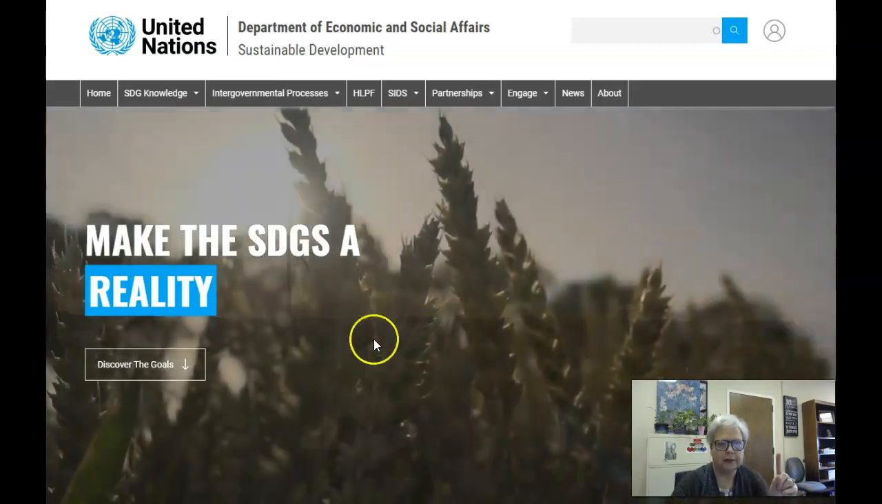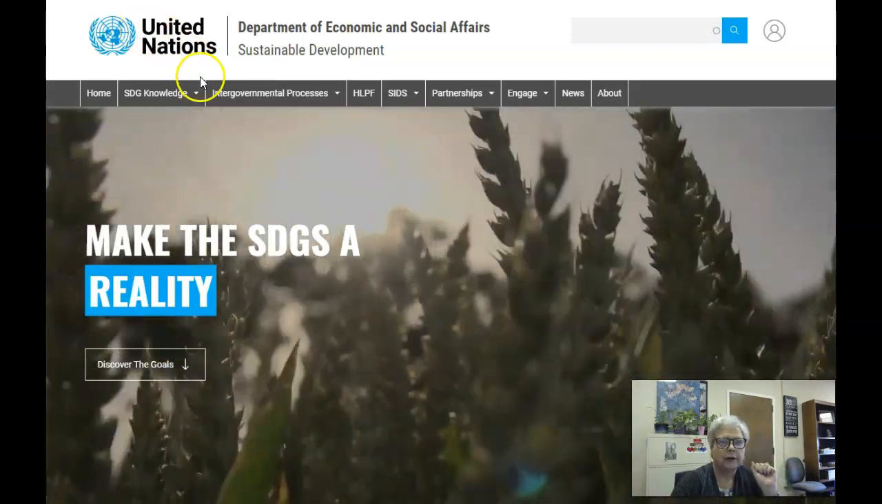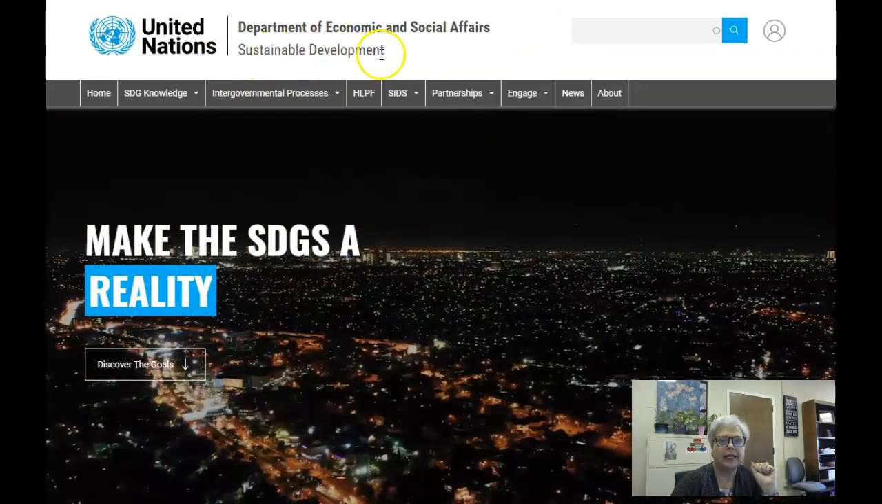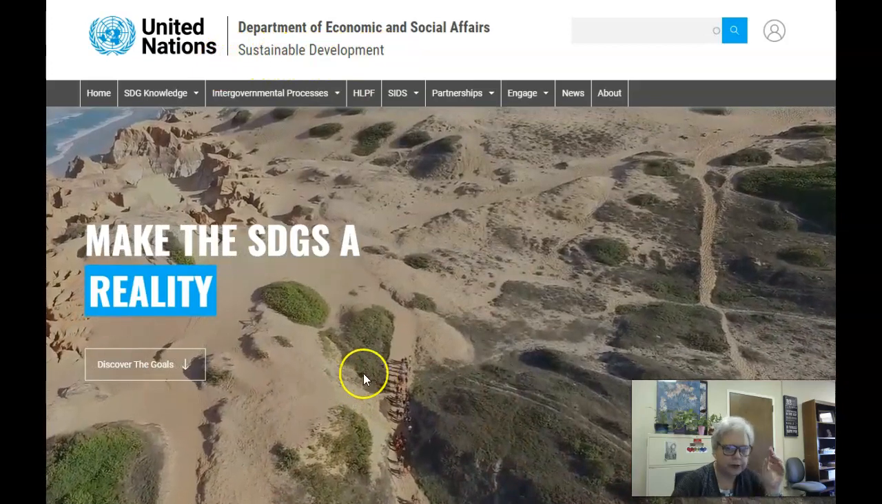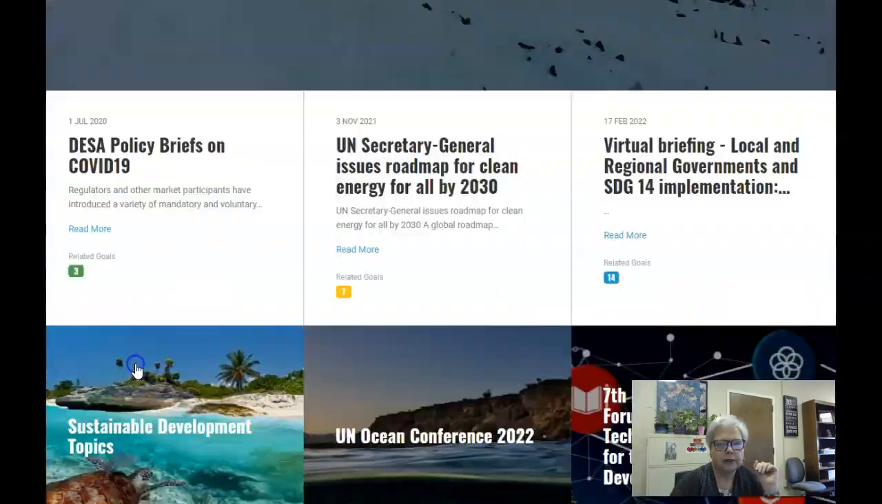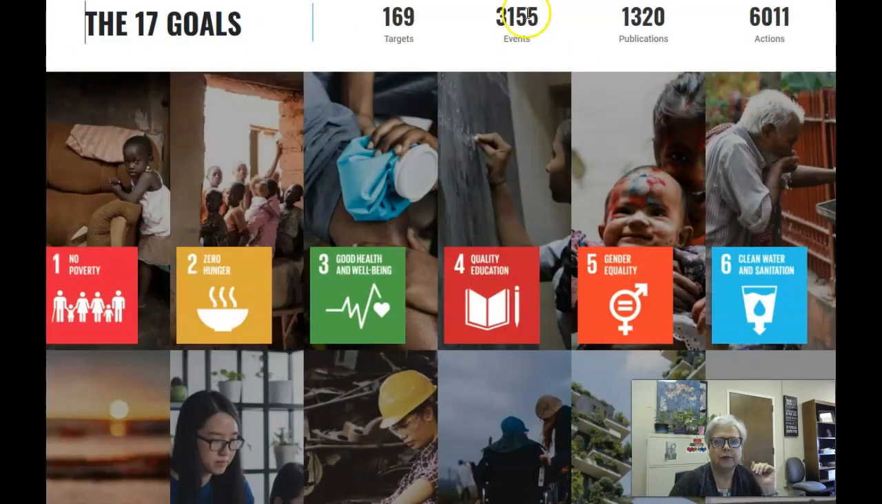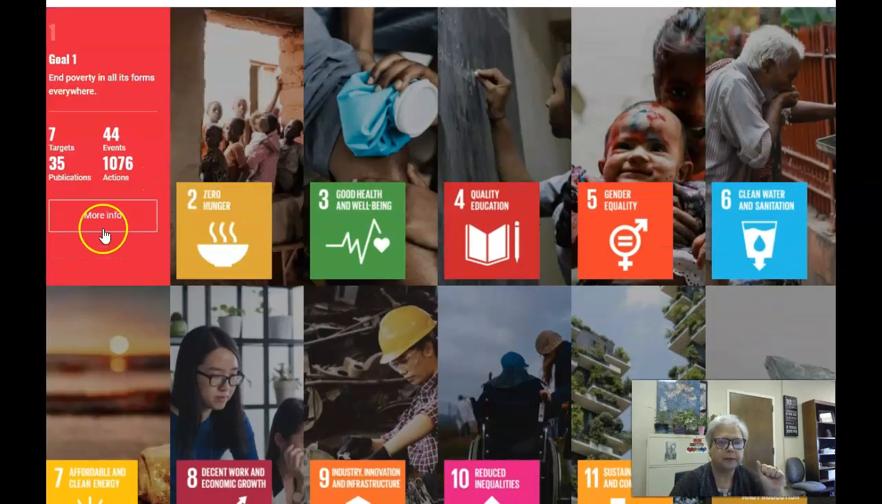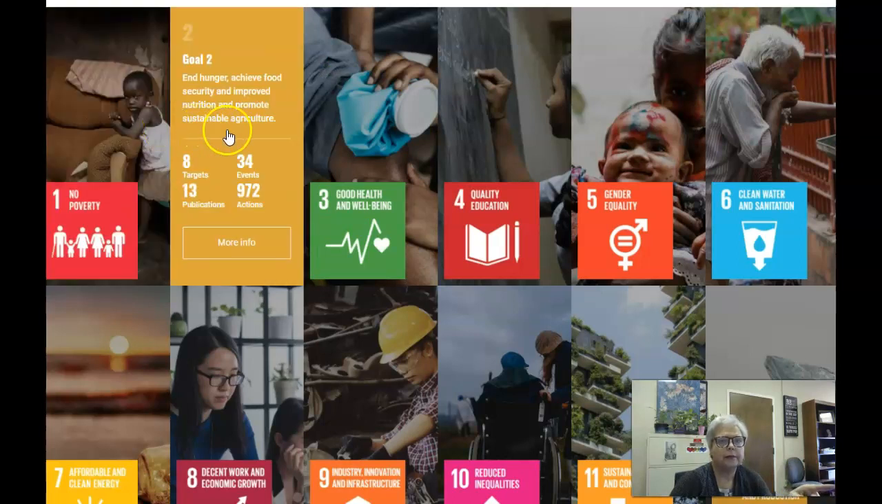Follow the link here. All right, so we're at the United Nations now, Department of Economic and Social Affairs for Sustainable Development. That's what we're trying to do. So right here where it says Discover the Goals, click that, and it takes you down to the 17 goals. We're not going to look at or choose from but the first 16 though. So here are the goals. Goal 1, end poverty in all its forms everywhere.